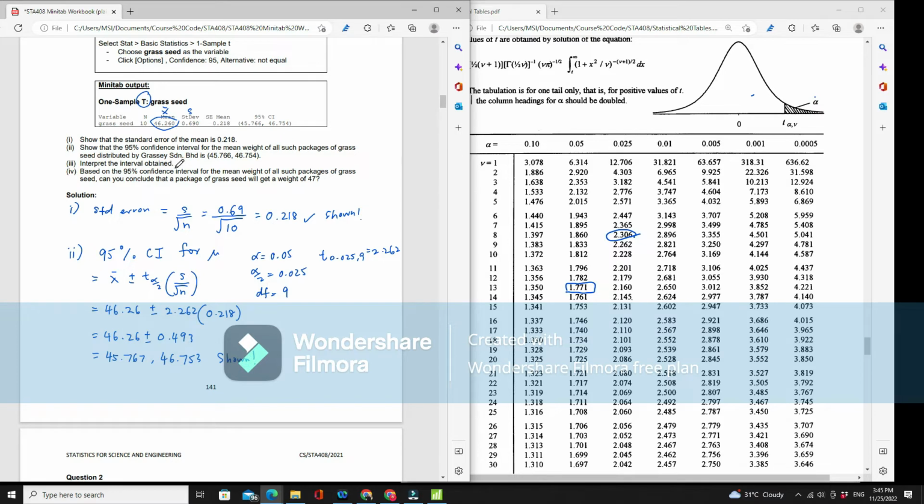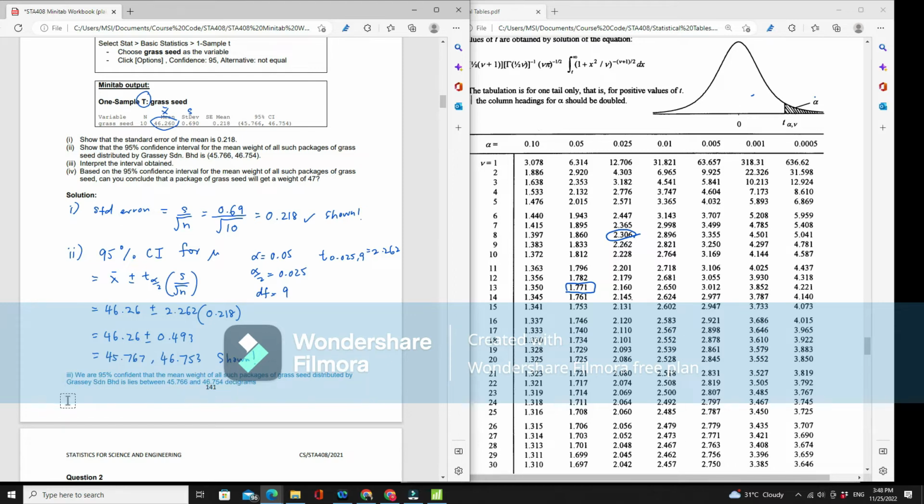Interpret the interval obtained. Number 3, we are 95% confident that the mean weight of all such packages of grass seed distributed by Grassy Sendirian Berhad lies between 45.766 and 46.764 decigram.